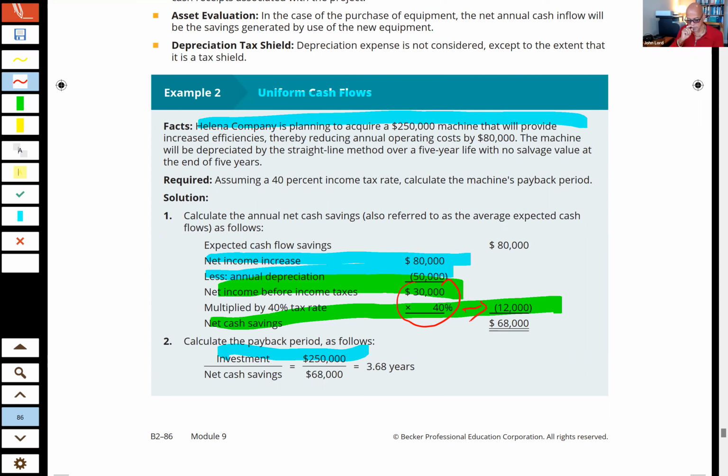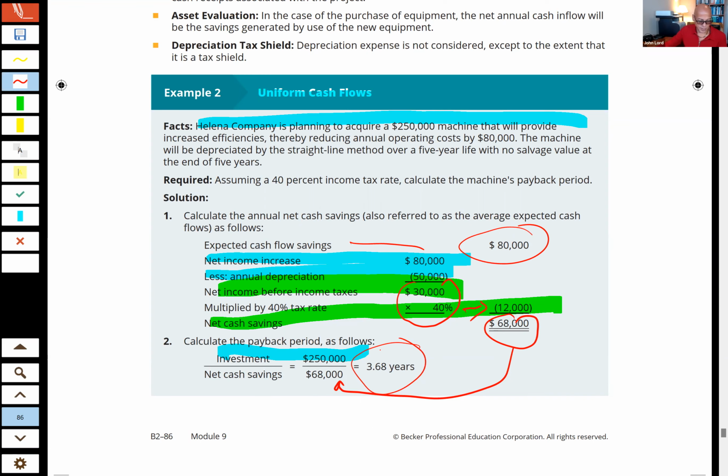Okay, so we have that less annual depreciation that we're having now because we invested in that, means we're going to have to subtract the tax. So we take that 80,000 minus the tax you're going to have to pay on that. That gives us 68, and then the 68,000 divided into the 250,000 tells us we're going to recover in 3.68 years.